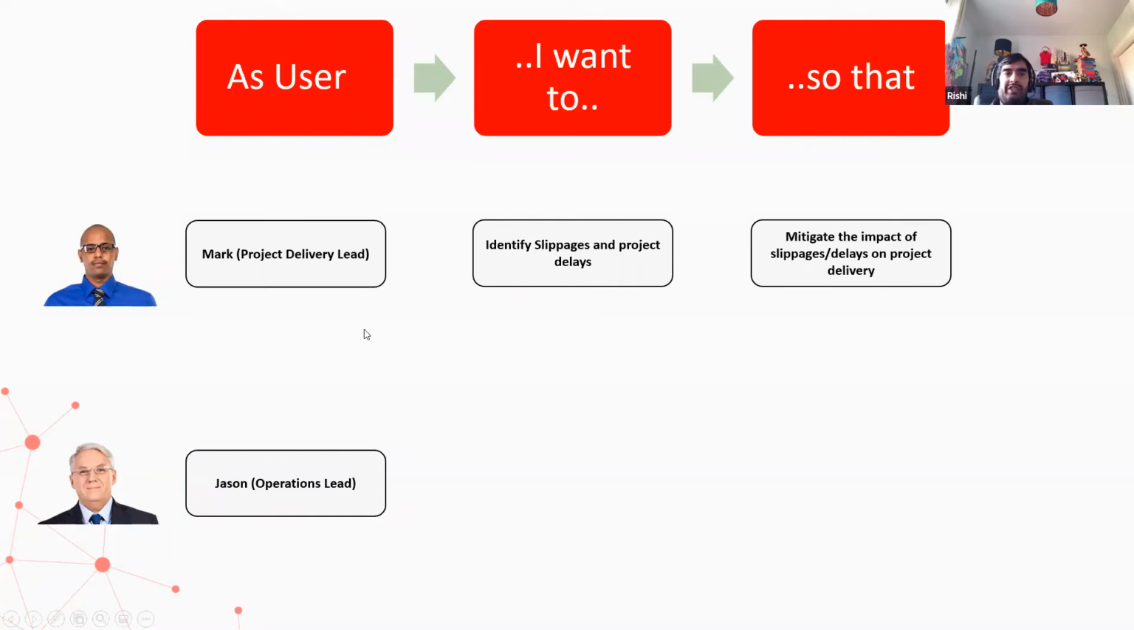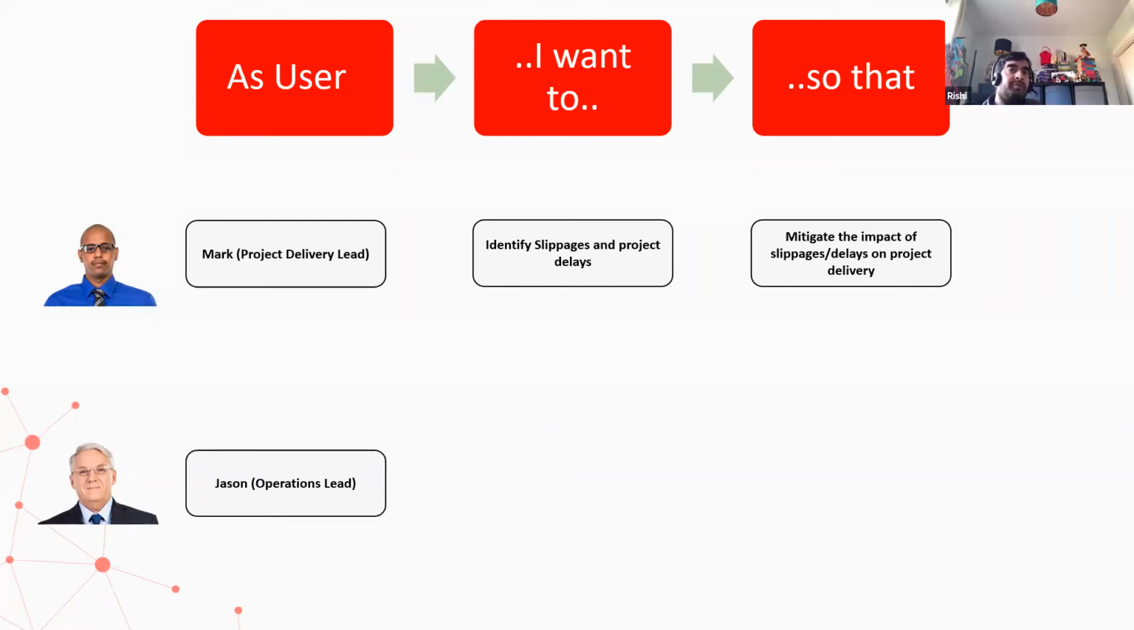And then we've got Jason, our operations lead, and he's got a slightly different view on what he wants to get out of it. It's very related, but you need to make sure that your reports are catered to specific audiences. So it could be different pages of the same report, it could be different reports, but either way, it needs to be catered to specific audiences.